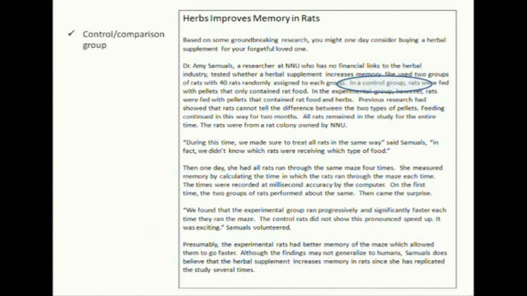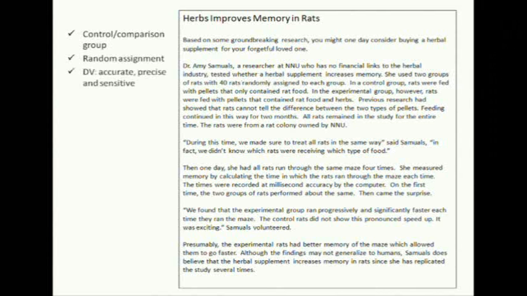Good point, Amy. The participants or subjects should be randomly assigned to the different conditions. This is an easy way to make sure that groups are similar to one another at the beginning of the study. Right. The dependent variable, what the researcher measures, should be accurate, precise, and sensitive.